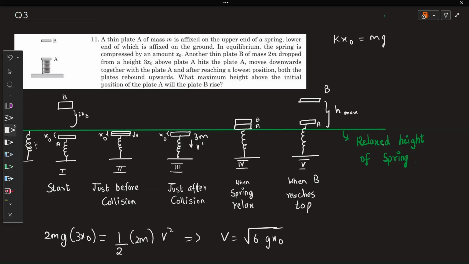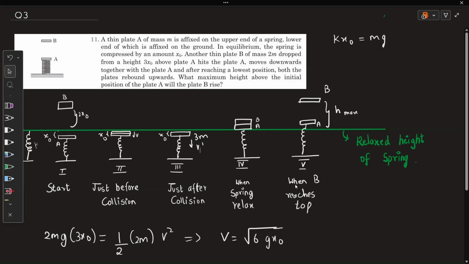When the spring reaches the relaxed height, that is, from the initial height x naught, when the spring moves, it will start pulling back A. But A and B have no connection, right? So B will keep moving upwards, but A will face an acceleration downwards much greater than B. At this point, A and B will get separated, and B will reach the topmost point after this. That is case 5.